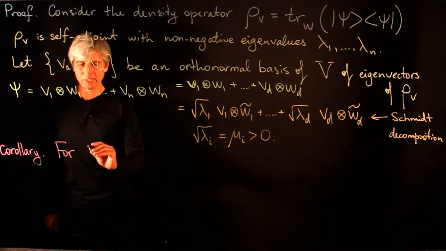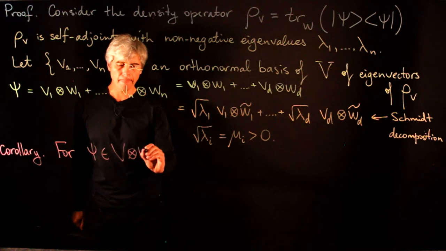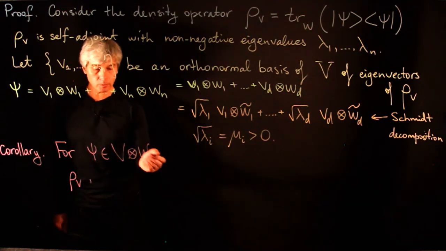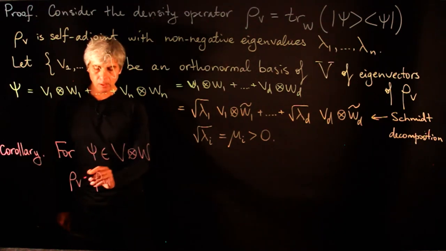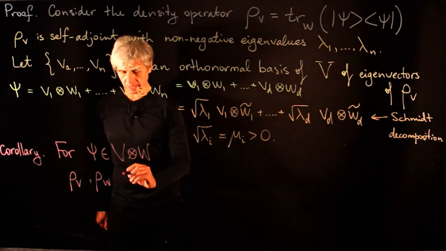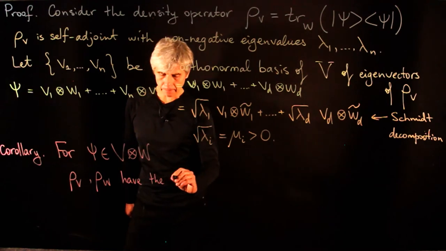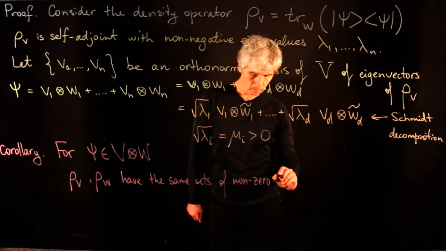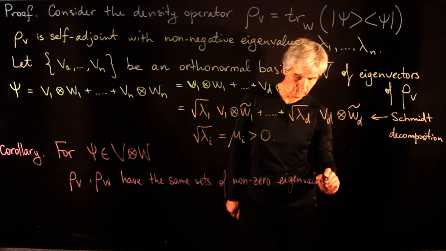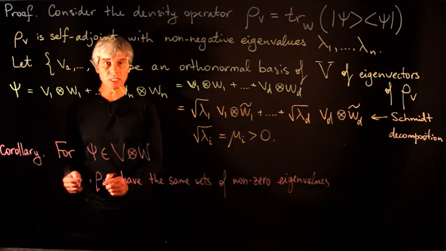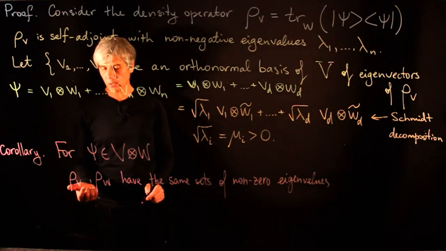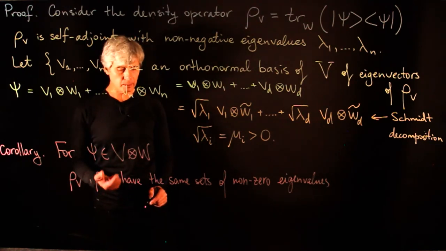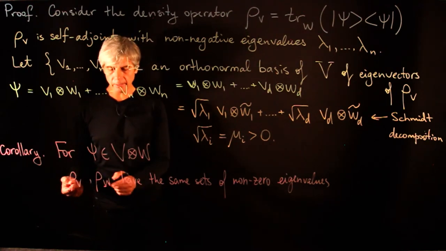So for a state psi in V tensor W, we can calculate the density matrix rho V, and also we can calculate the density matrix with respect to W. Then these two density matrices have the same sets of non-zero eigenvalues. We point out that in principle, these two matrices do not even have the same sizes. The size of the first matrix is the dimension of V, and the size of the second matrix is the dimension of W. But we claim that if we take non-zero eigenvalues, then these sets will be the same.